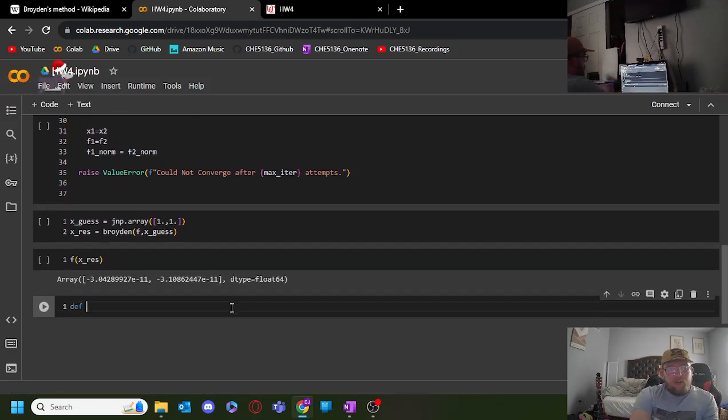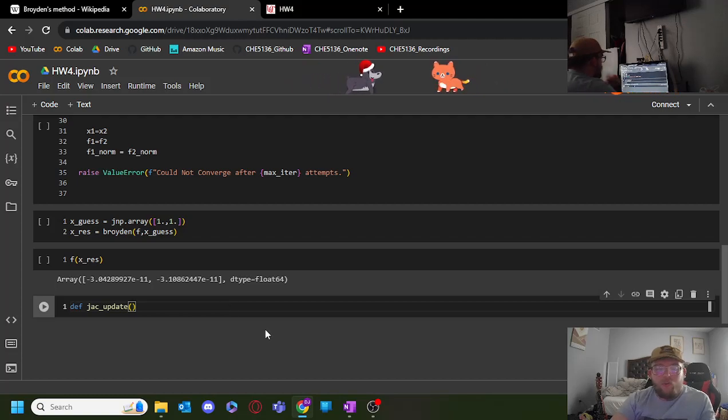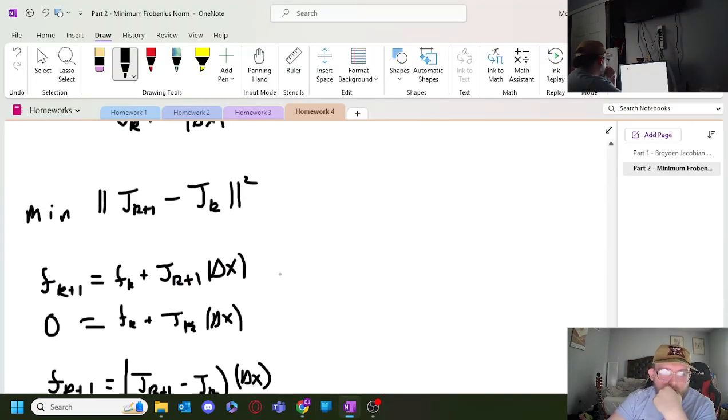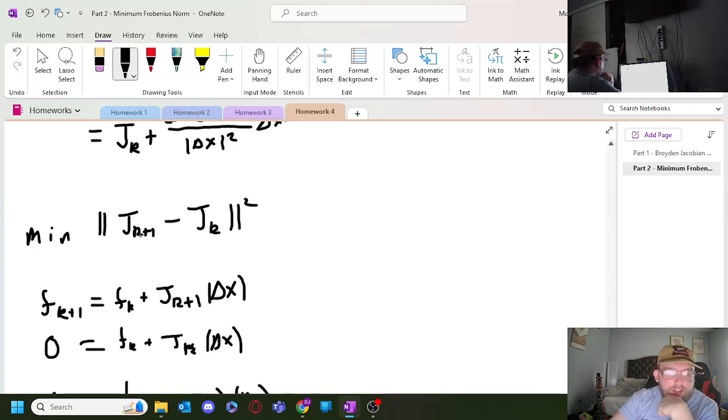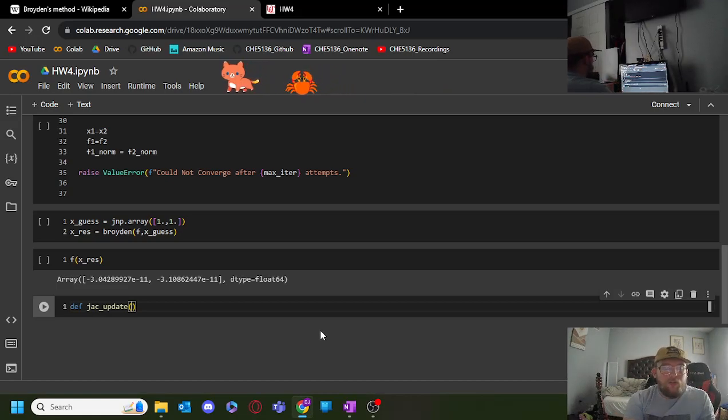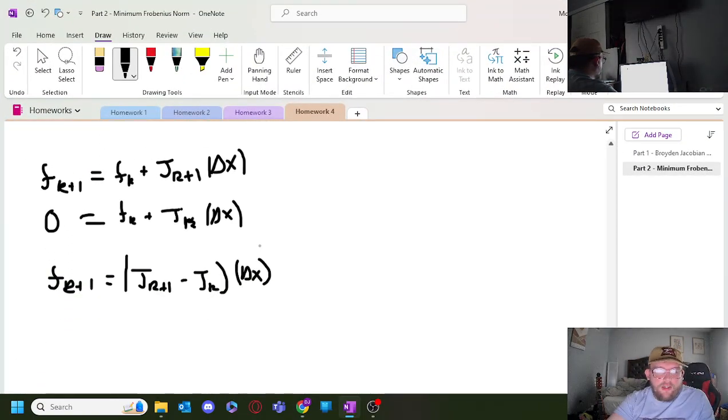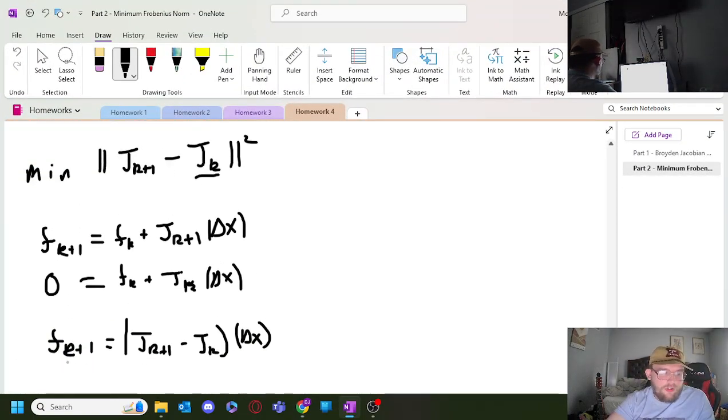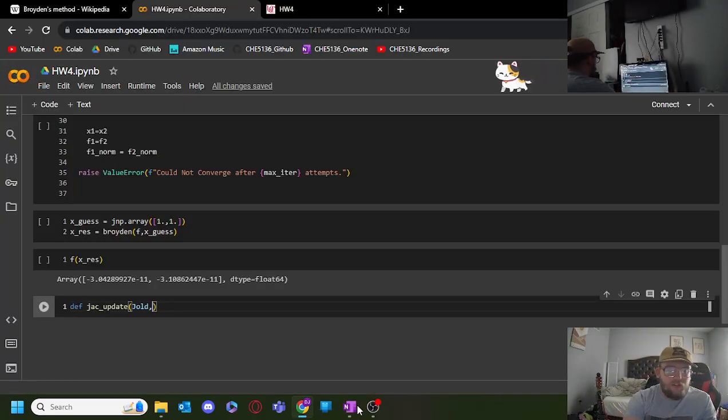What we're going to do is have a jack update function. What we're going to need for it is our j sub k plus 1, which is what we need to find, but we have to have an old j sub k. I'm going to call this j old. We also have to have an f k plus 1 and delta x for our constraint. So dx, then f new.